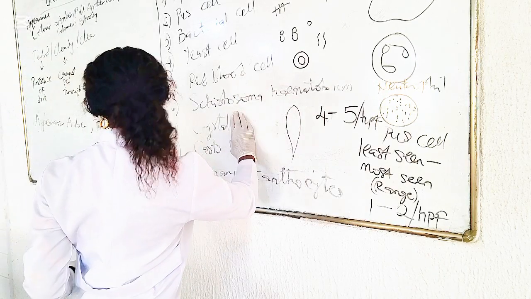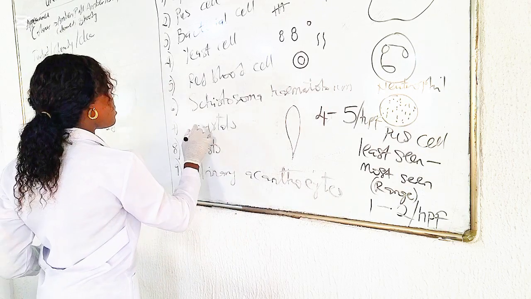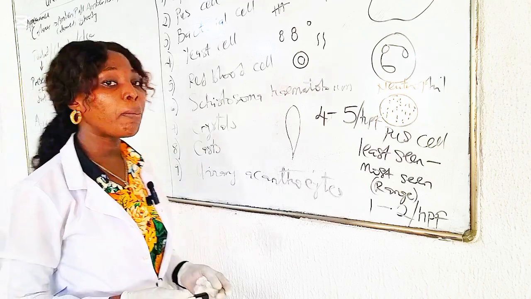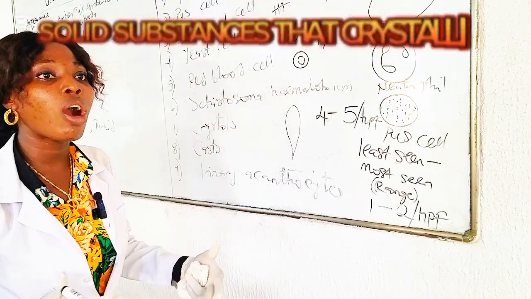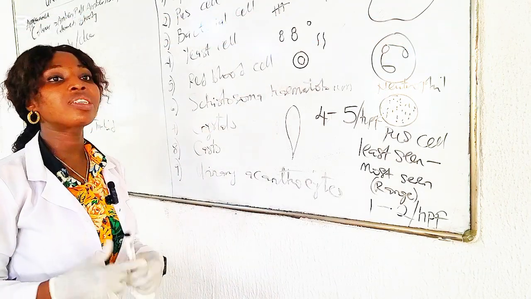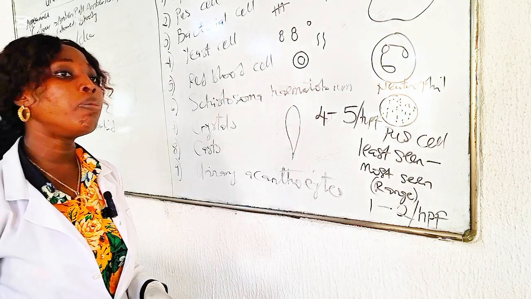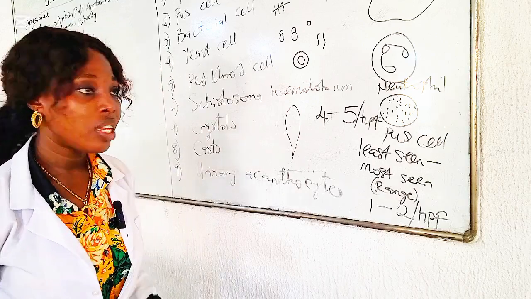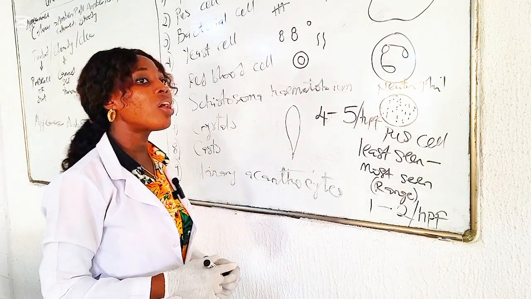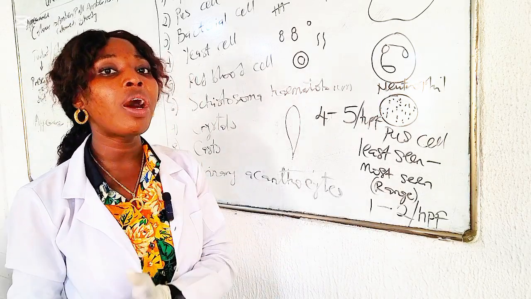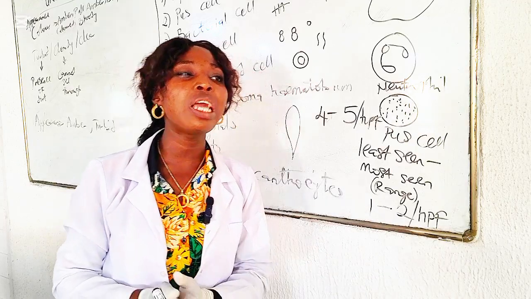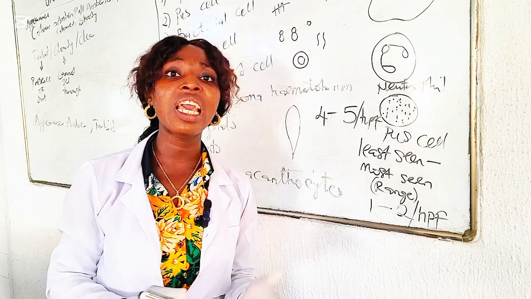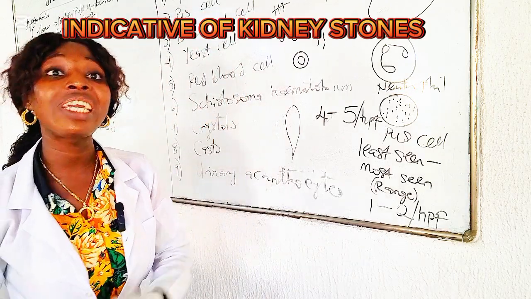Then crystals. Crystals can be found in the urine sample. There are substances that come together to form what you know as crystals, and sometimes some drugs can also precipitate to form crystals. There are several types of crystals. We have normal and abnormal crystals. Crystals that when you see them normally in the urine, there is no problem. But some crystals you see are indicative of kidney failure or kidney stone.